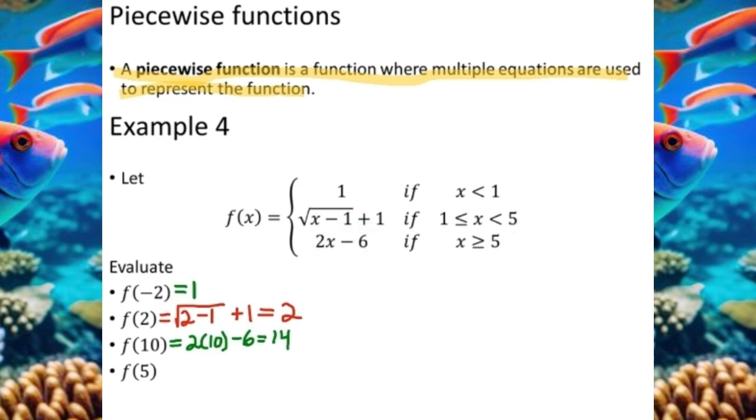Lastly, we're going to evaluate f of 5, which means we're replacing x with 5. 5 is not less than 1, so we won't use the first equation. 5 is greater than or equal to 1, but is 5 less than 5? No, 5 is equal to 5, so 5 does not satisfy the second condition. Is 5 greater than or equal to 5? Yes, it is, because 5 is equal to 5. So to evaluate f of 5, we're going to use the third equation. Replacing x with 5, we get that f of 5 equals 4.